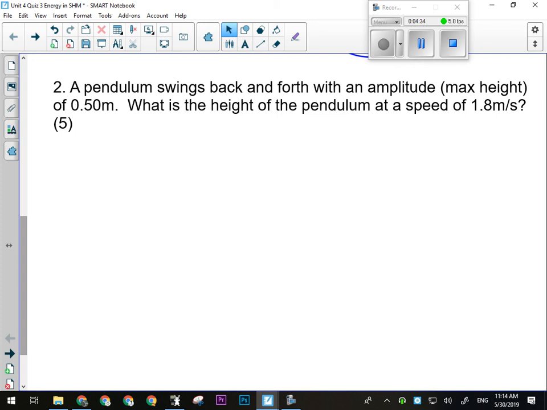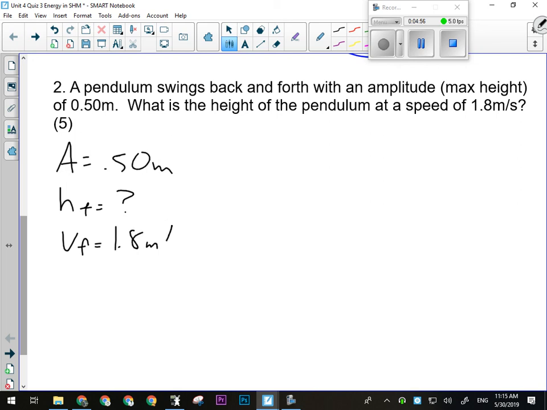For some reason they just forgot totally that when a pendulum oscillates back and forth, it's converting gravitational potential energy into kinetic. All right, so our givens are that we know the maximum amplitude is 0.50 meters, and we're looking for the final height of the pendulum when the speed of it is 1.8 meters per second. So what we're looking at here, guys, is essentially these two positions.